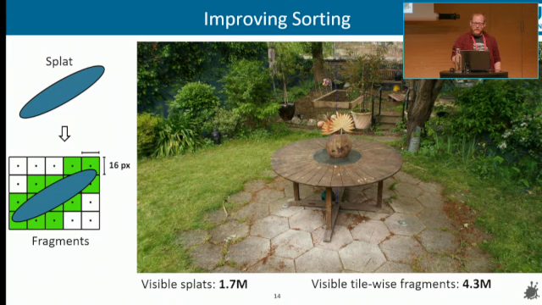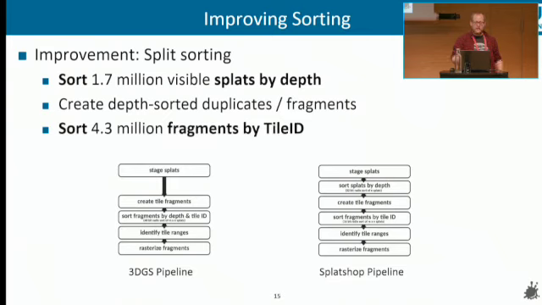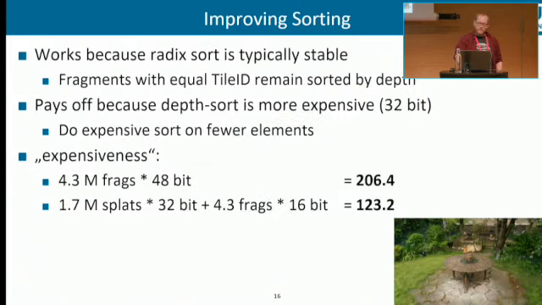So what we did for the editor here is we split the sorting into two passes, where we first sort the small amount of visible splats by the depth value. Then we create these duplicates, and with a little prefix sum, we can make sure that the duplicates or the fragments remain ordered by depth value. And then we do another sort by the tile ID. Basically, we have this 3D.js rendering pipeline, and we just add another sort in between two stages and make the other sort much, much cheaper.